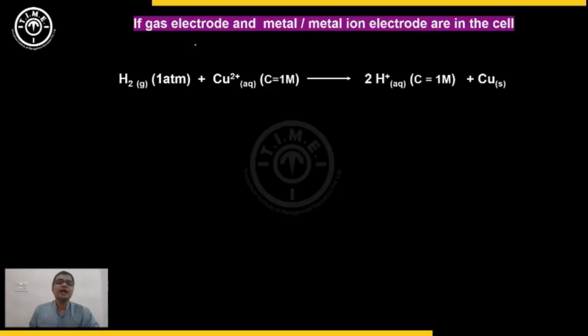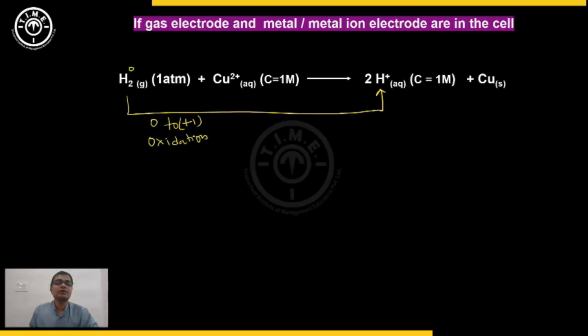Next, if a gas electrode and a metal ion electrode are in the cell. In this one, the hydrogen oxidation state is 0. It is oxidized to H+ ion. Here, the oxidation state of hydrogen changes from 0 to +1. So the oxidation state is increasing. Therefore, it is called an oxidation reaction. Increasing of oxidation state is called oxidation. This oxidation reaction takes place at the anode only.